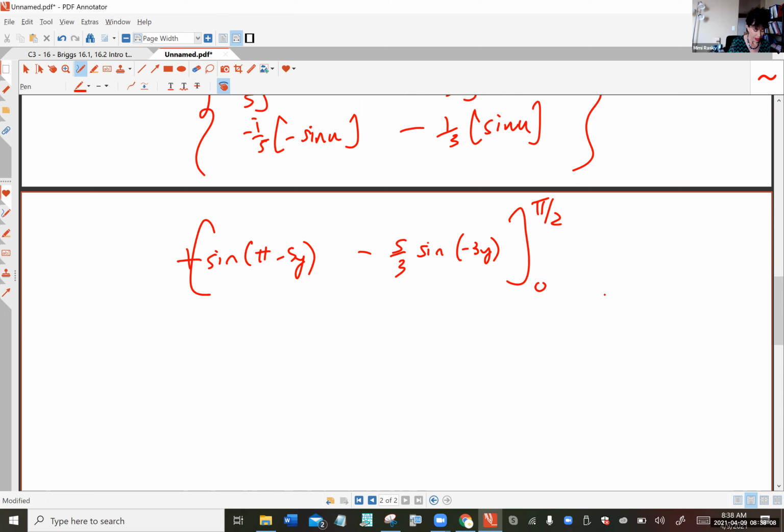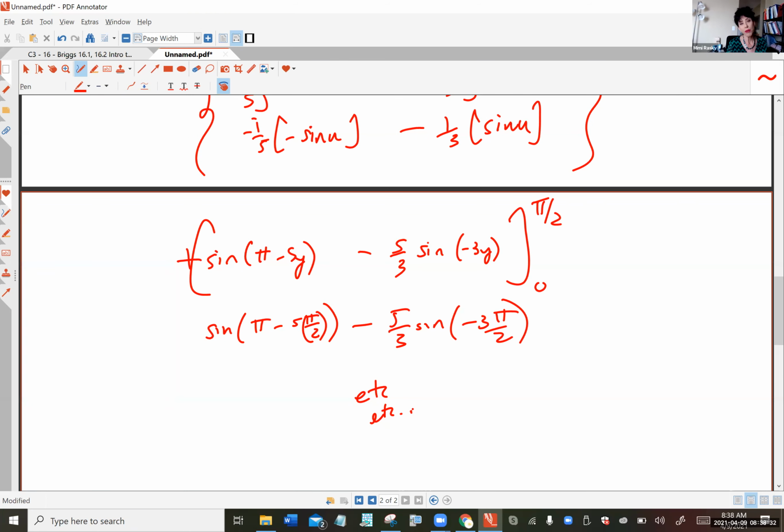Okay, fine. So what are we going to get? Sine of pi minus 5 times pi halves there, minus 5/3 times sine of -3 pi halves. Okay, then you just use your trig stuff here. And I think you can finish this one out. I'll just say et cetera, et cetera. I'll let you figure out the rest.